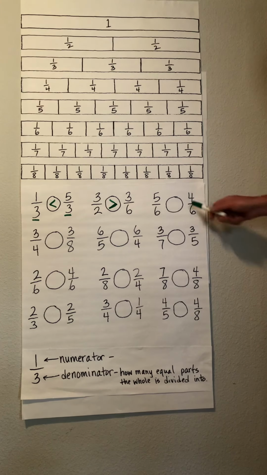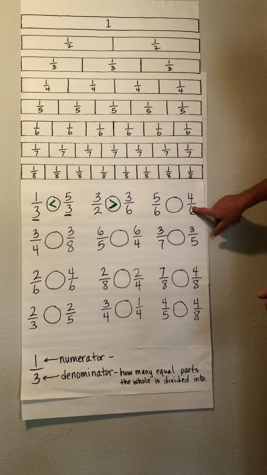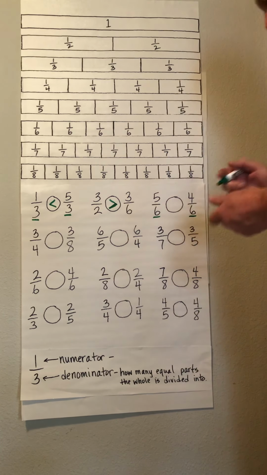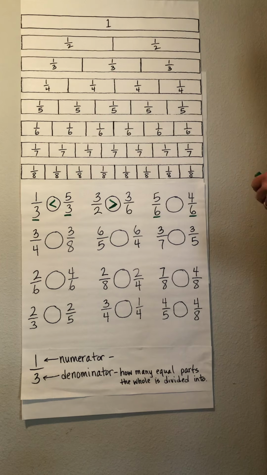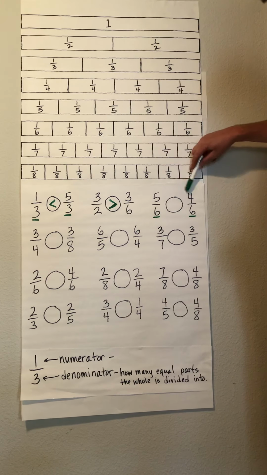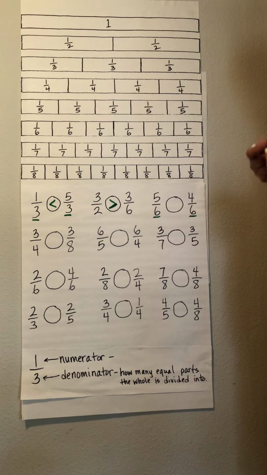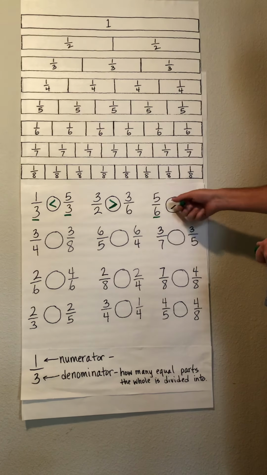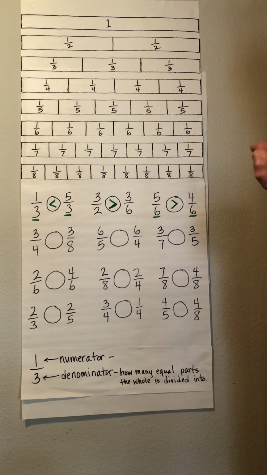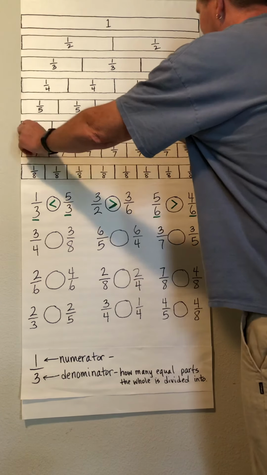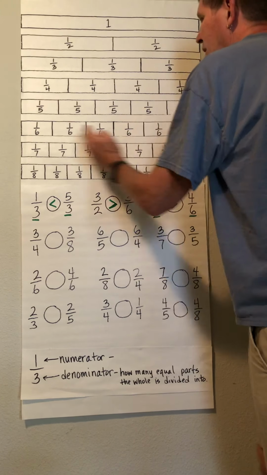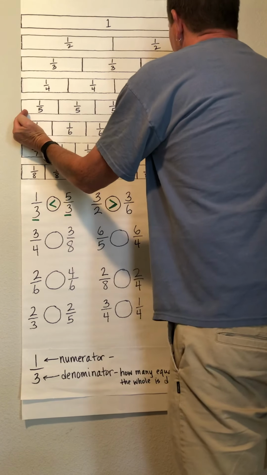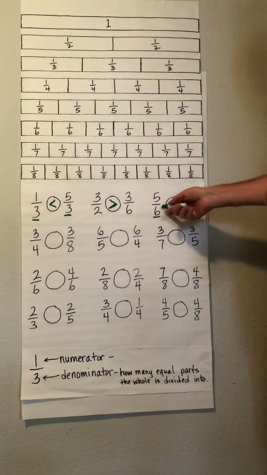Okay, and now let's look at this last one. 5/6, 4/6. They have the same denominator, so you have to look at the numerator. 5 and 4. 5 is greater than 4, therefore 5/6 is greater than 4/6. And you can see that right here. Let's read the 1, 2, 3, 4. So that's from here to here. 1, 2, 3, 4, 5 from here to here. So which one is bigger?